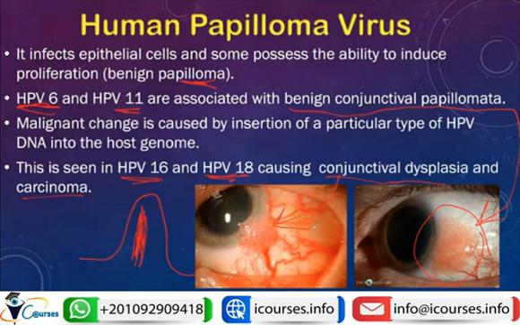The malignant change is caused by the human papilloma virus insertion of its DNA into the host genome. If the human papilloma virus inserts its genes inside the genes of ocular tissue, this will result in changes or mutation inside the ocular genes, leading to this type of malignant transformation. So this malignant conjunctival dysplasia or carcinoma is caused by the specific types of human papillomavirus 16 and 18.